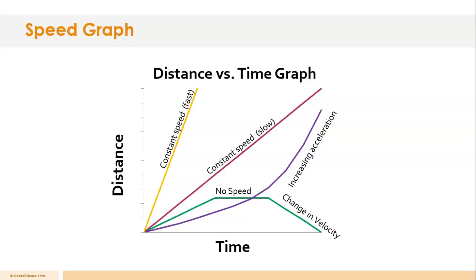Make sure that you filled in the graphs along the way. Each section there had a graph. There was one for constant speed, one for stopping or no speed, one for velocity, and one for acceleration. If you need to go back in the video, feel free to do that to fill those in.